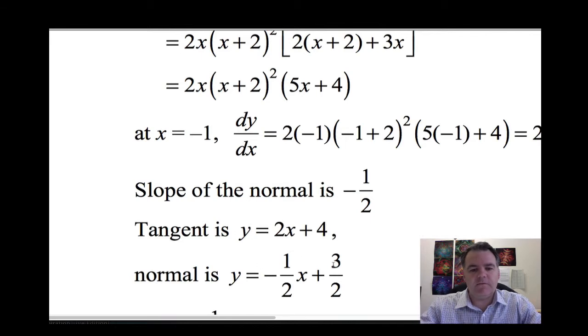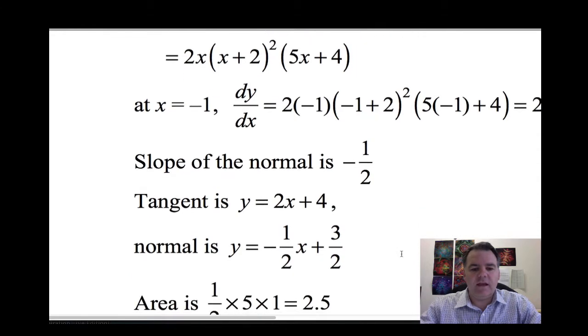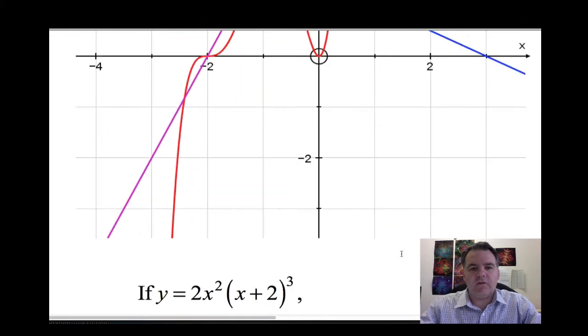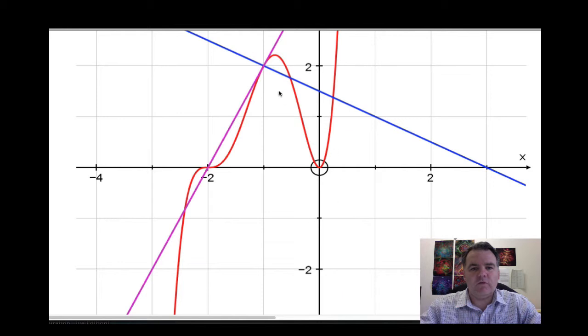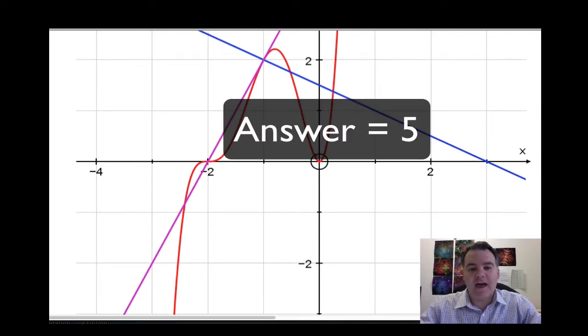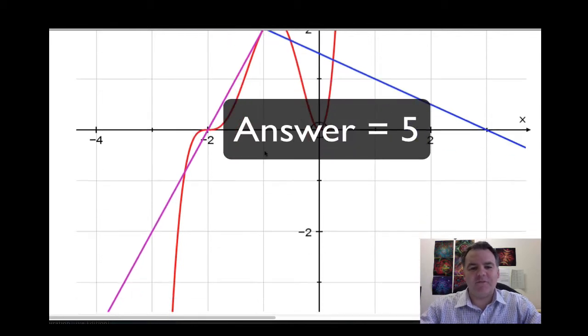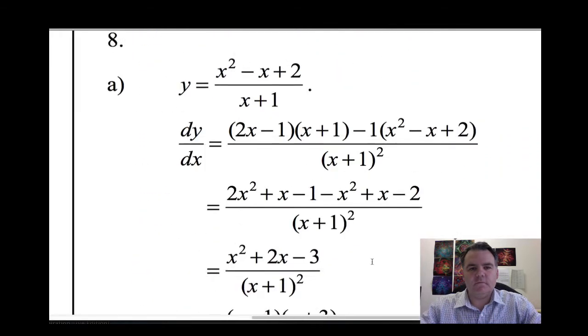Same for the normal here. Put y equals 0 in there and solve, and that gives me the x-intercepts. So if I go back to the graph, you can see the normal going through 3 in this case, the tangent going through negative 2. So the area is a half base times height. Give yourself a pat on the back if you've got a half times 5 times 2, which is 5.